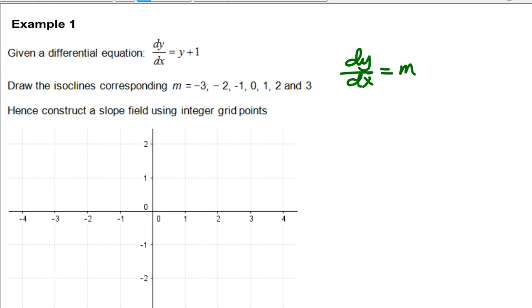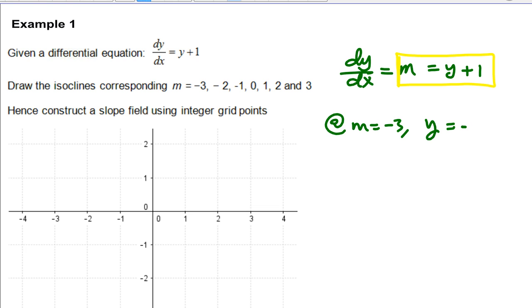So for example, at m is equal to negative 3, if you plug m is equal to negative 3 here, remember this is equal to y plus 1. Keep that in mind. dy over dx is equal to y plus 1, and you're equating that to m. So if m is equal to negative 3 in this equation, then y will be equal to negative 4. When m is equal to negative 3, y will be equal to negative 4.